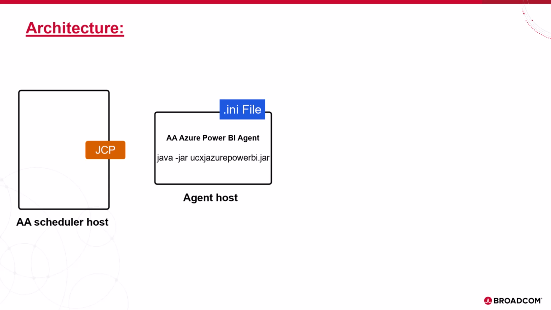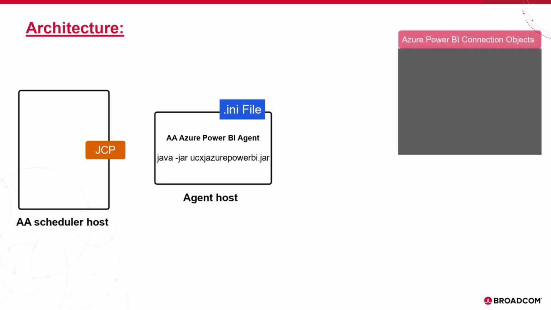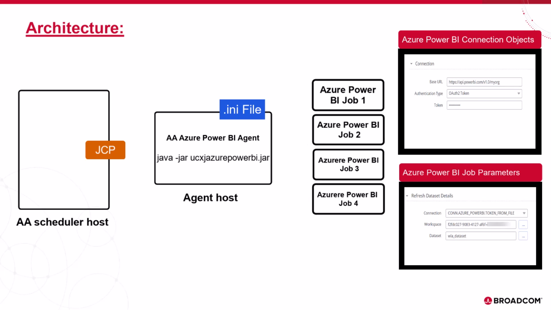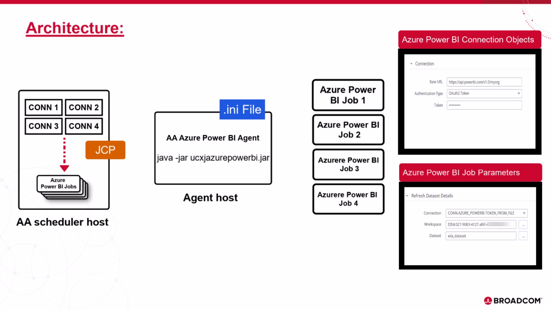When we start the agent, it connects to the engine and it adds two new objects to the repository, a connection object to store the Azure Power BI endpoint and login data, and a job template designed to trigger Azure Power BI jobs. Let's assume we're automating for 4 instances of Azure Power BI. We create a connection object in Automic Automation for each instance by duplicating the con template for each of these instances. Lastly, we create the Azure Power BI jobs in Automic Automation for each corresponding process in Azure Power BI.